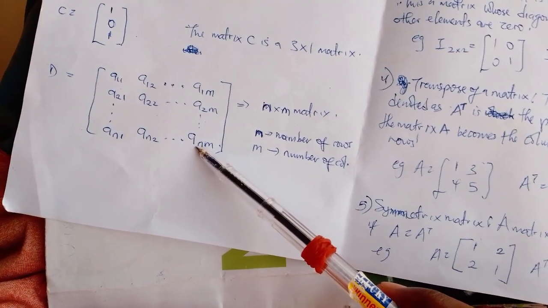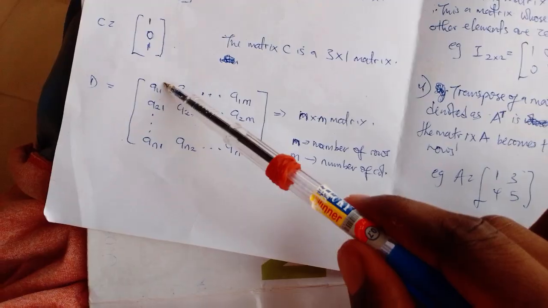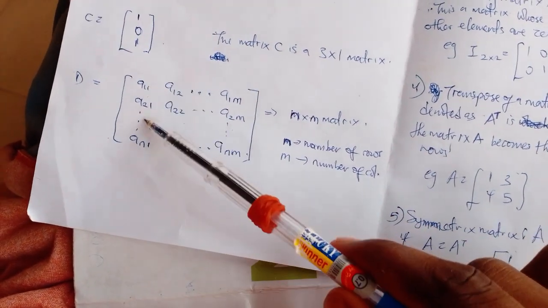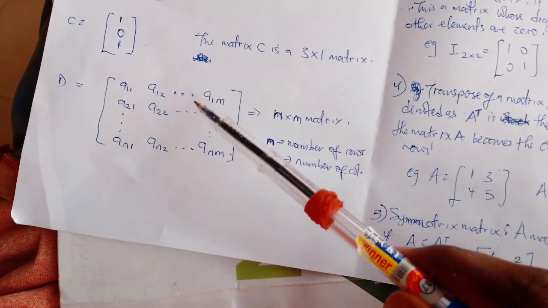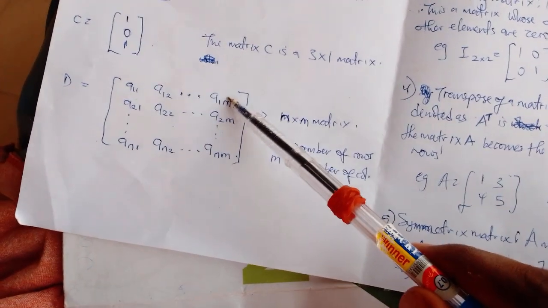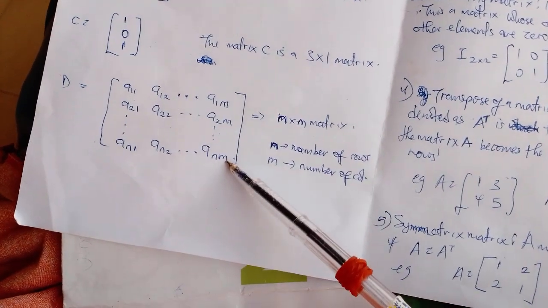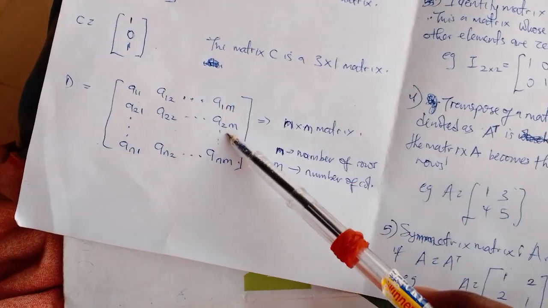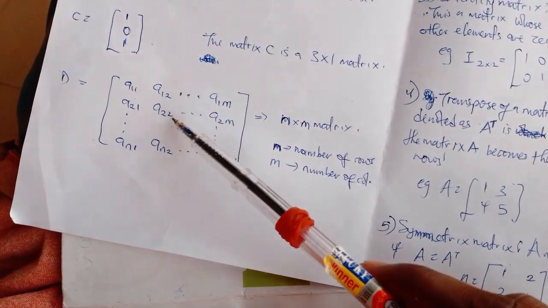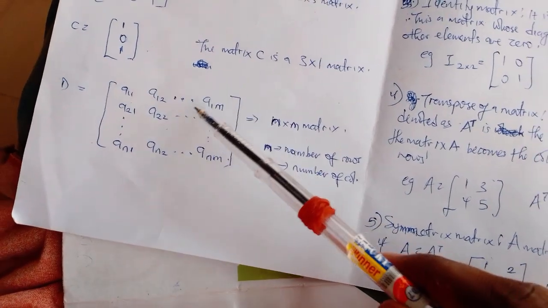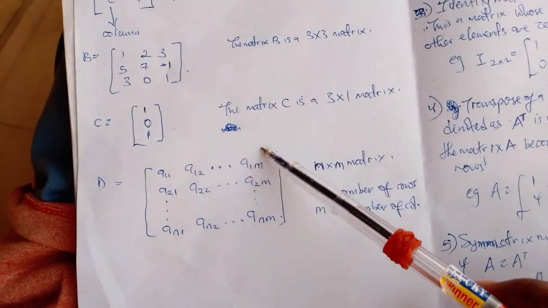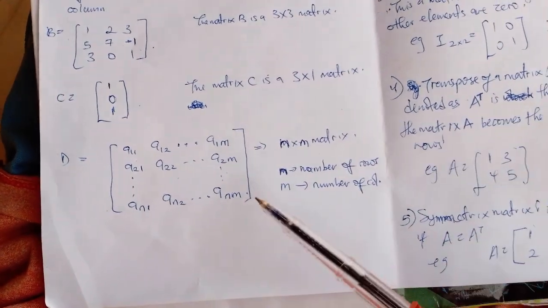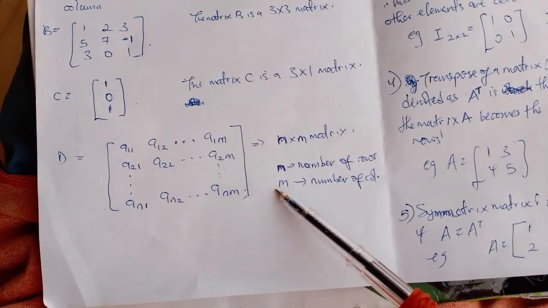So we have n number of rows, and if you look at the columns, this is column 1, this is column 2. Column 1, 1, 1, column 2, 2, 2, column 3, 3, 3, 4, 4, 4, till we get to column m. This means it continues. So we have m number of columns and n number of rows.